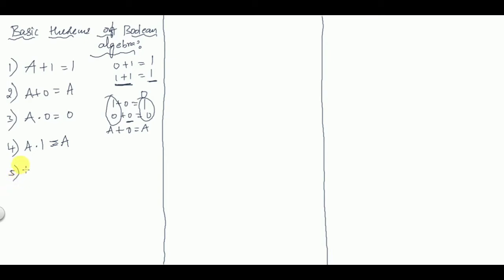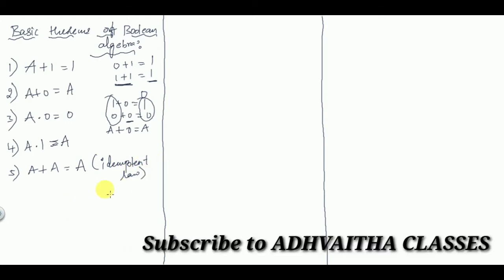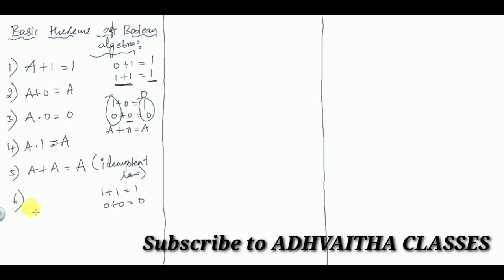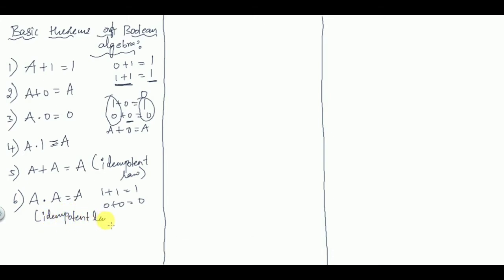Next, the fifth point: A plus A is equal to A. This law is called the idempotent law. We have seen 1 plus 1 is equal to 1 and 0 plus 0 is equal to 0. So the same here, A plus A is equal to A. Similarly, A into A is equal to A. This law is also called the idempotent law. This is the idempotent law in addition, and this is the idempotent law in multiplication.